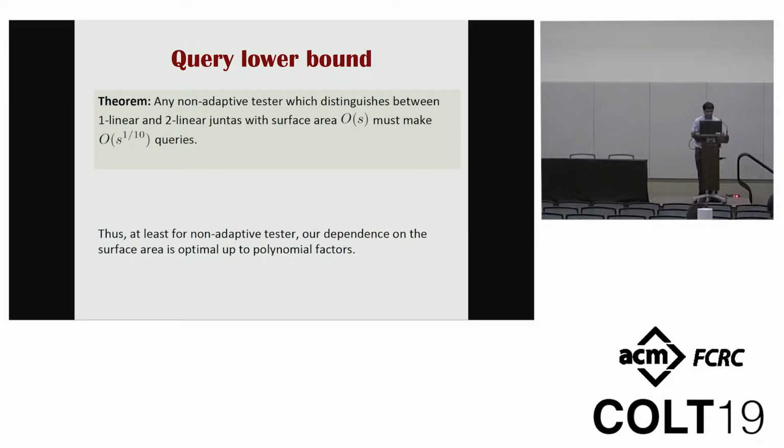You can't do better. A non-adaptive tester just means that the queries that the algorithm makes to the function are not dependent on any of the answers. So at the very beginning, the algorithm can decide what points it will query the function at and then get the answers. The query points are not determined by the answers.